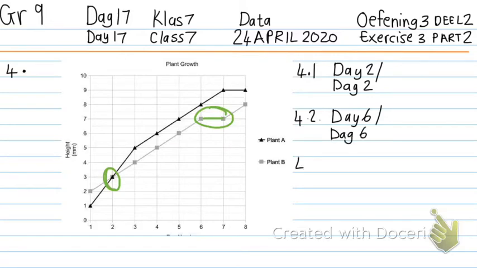4.3, how much taller is plant A than plant B on day 8? On day 8, it's right there. I can see the difference is 8 to 9, so it's 1 millimeter difference. 4.4, how much smaller is plant B than plant A on day 7? On day 7, it's from 7 to 9 millimeters, so that's 2 millimeters. Just check that out, and if you need to, just pause and look at it again.